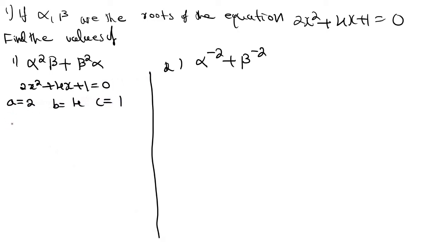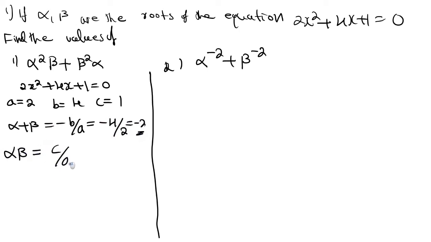Next, what is the value of alpha plus beta? We know, right? Alpha plus beta equal to minus b by a. That is coefficient of x by coefficient of x square, but negative of. So it's equal to minus b, that is minus 4 by a value is 2, its value equal to minus 2. Okay. Then see, alpha into beta. What is the formula for alpha into beta? Alpha into beta equal to c by a. It's equal to 1 by a value is 2. Now we have alpha beta and alpha plus beta value.